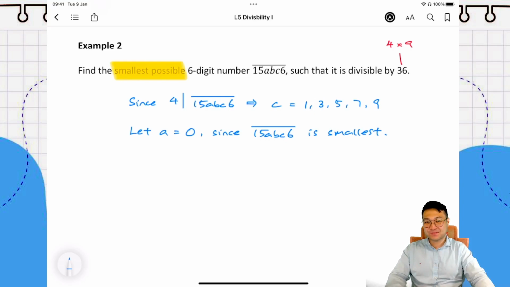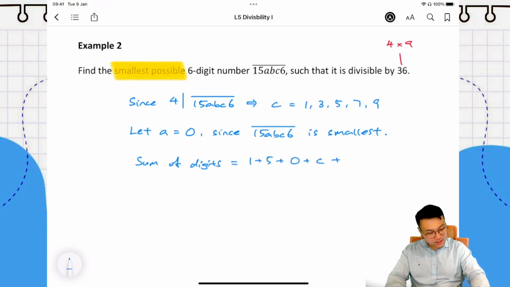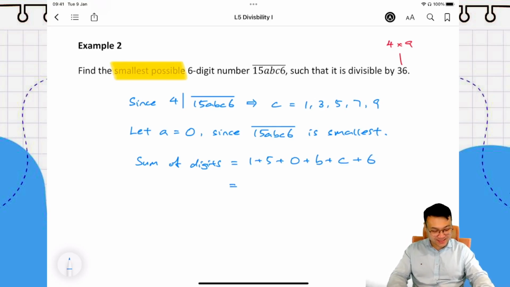Now it is time to see whether it's divisible by 9. Am I right? So what is the sum of digits? 1 plus 5 plus 0 plus 6. Don't forget the C. And B. Oh yeah, I forgot the B. So we write down B, C, 6. Come add this together for me. That would be 12 plus B plus C.